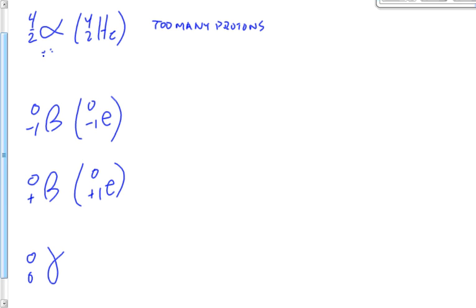You're getting closer to being stable. What happens in beta minus decay? An electron is ejected. You don't even have any electrons in the nucleus. Here's the way to remember this, guys.